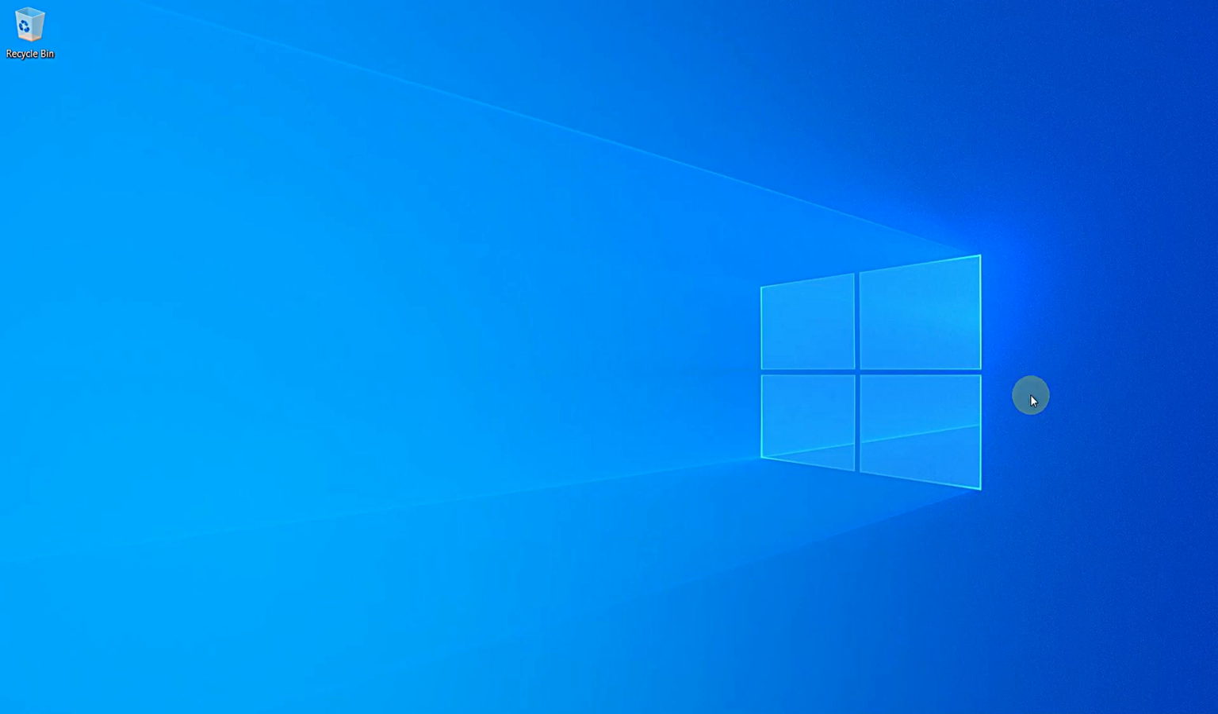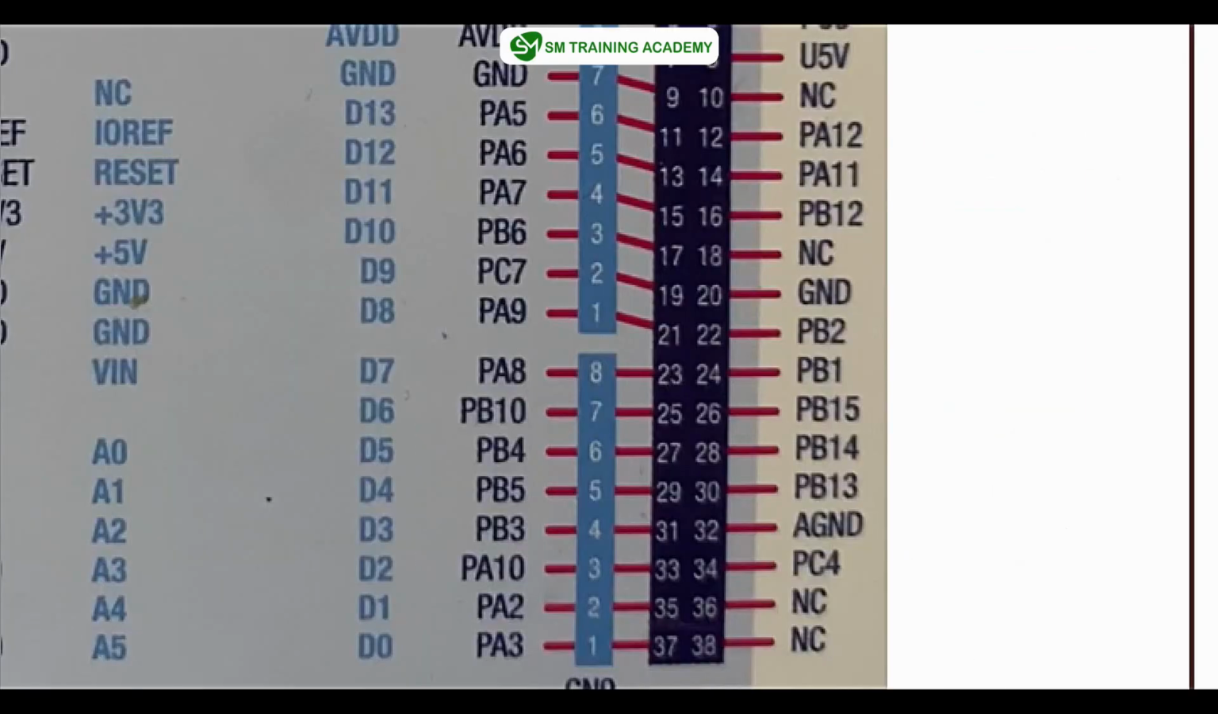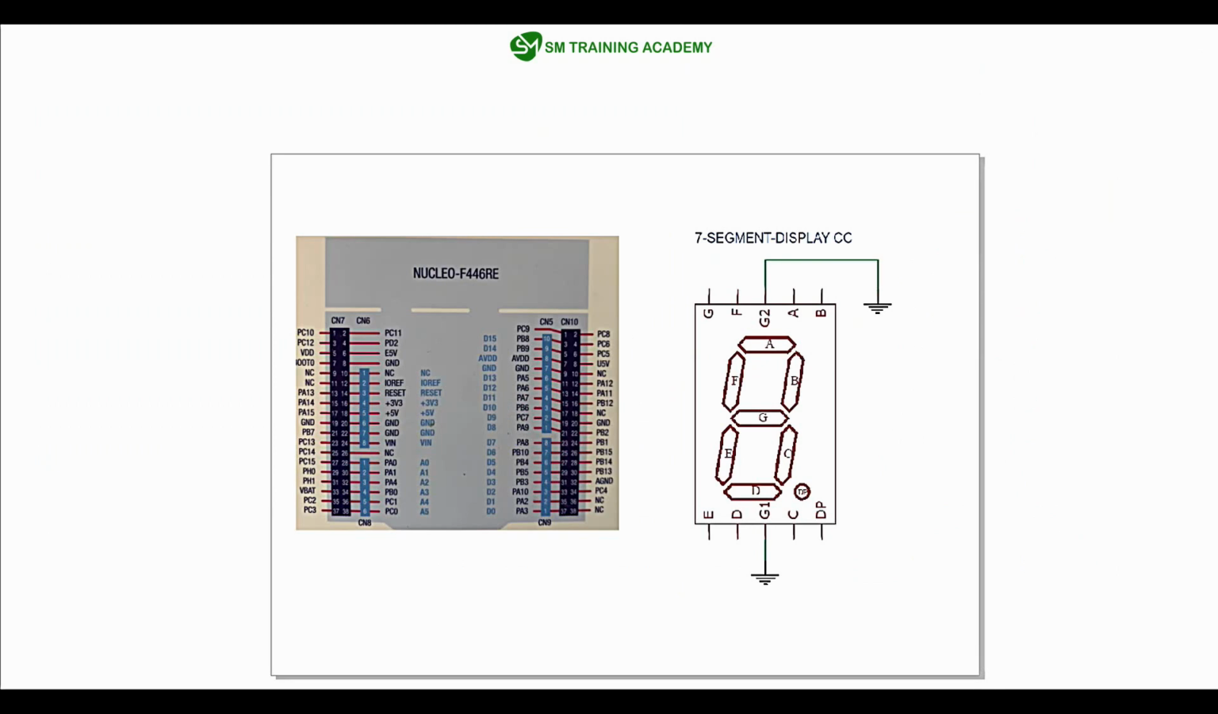So now let us try to understand the schematic diagram that we are going to build for interfacing common cathode type 7 segment display with the microcontroller STM32F446RE available in Nucleo F446RE development board. And here you can see on the screen, this one on the left is the Nucleo F446RE pinout, and this one is the pinout diagram for the common cathode type 7 segment display.